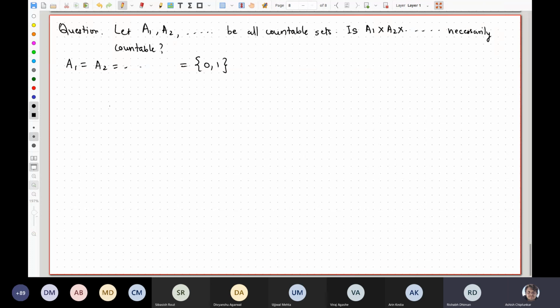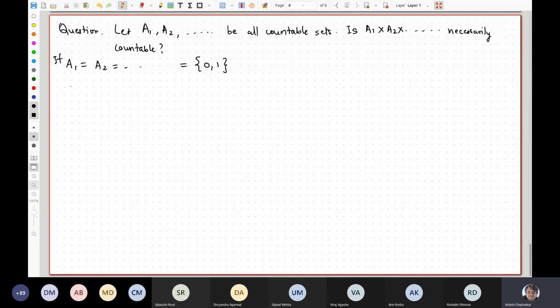Infinite strings of zeros and ones. Yes, and you could easily map this string to the set of all subsets. Very good, Rishabh. Yes, you're absolutely right. So observe that.